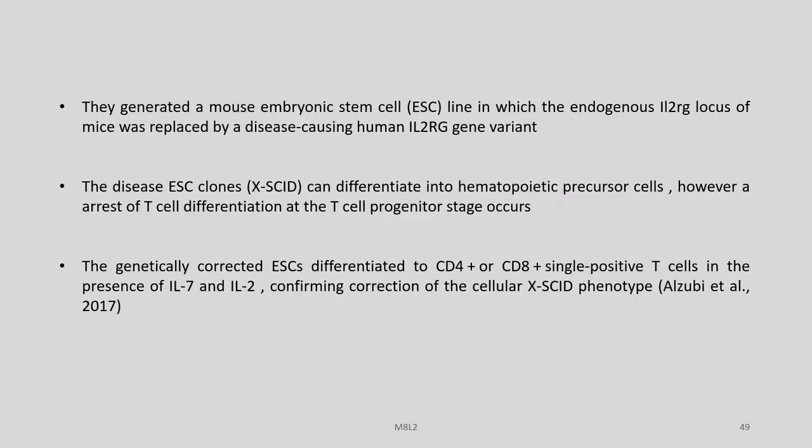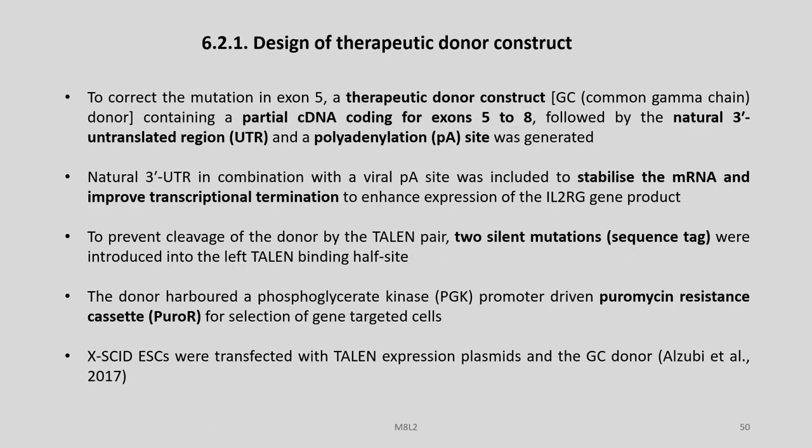In this case, the researchers generated a mouse embryonic stem cell line in which the endogenous IL2RG locus of mice was replaced by a disease-causing human IL2RG gene variant. The disease ESC clones, XKID, can differentiate into hematopoietic precursor cells. However, an arrest of T cell differentiation at the T cell progenitor stage occurs. The genetically corrected ESC is differentiated to CD4 plus or CD8 plus single positive T cells in the presence of IL-7 and IL-2, confirming correction of the cellular XKID phenotype.